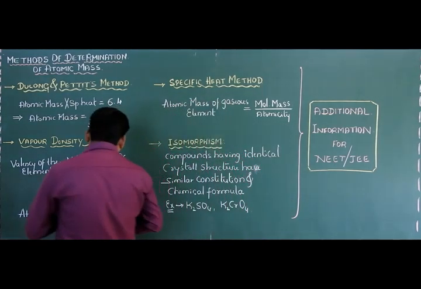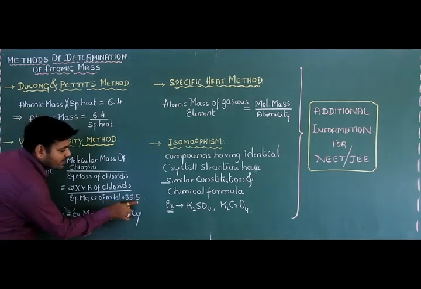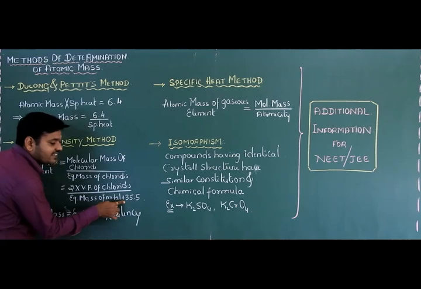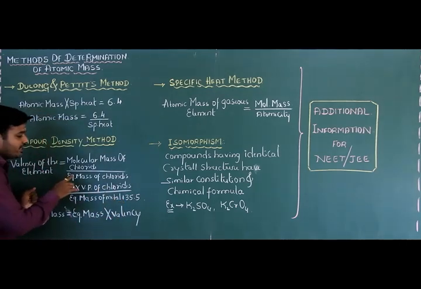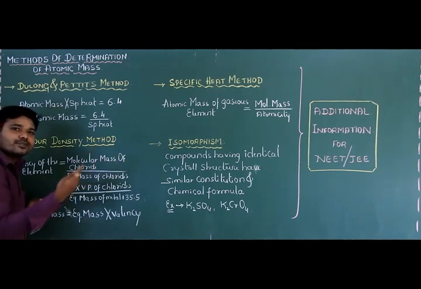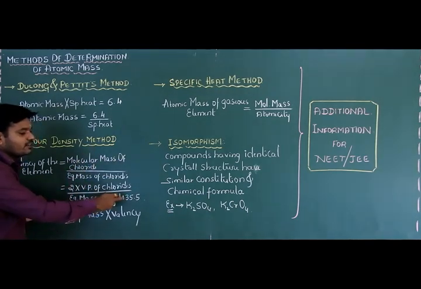See, why I have written 35.5 here is because this is nothing but the atomic mass of chlorine. Right? The atomic mass of Cl is 35.5. Look here, equivalent mass of chlorides. Chlorides means metal chlorides. So here it is equivalent mass of metal plus 35.5. So this is the formula.